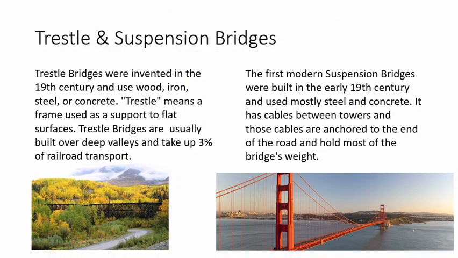Trestle and suspension bridges. Trestle bridges were invented in the 19th century and use wood, iron, steel, or concrete. Trestle means a frame used to support flat surfaces. Trestle bridges are usually built over deep valleys and take up to 3% of railroad transport. The first modern suspension bridges were built in the early 19th century and use mostly steel and concrete. It has cables between towers, and those cables are anchored to the end of the road and hold most of the bridge's weight.